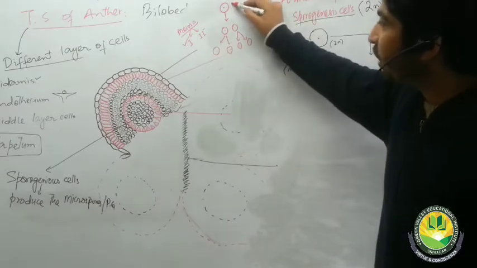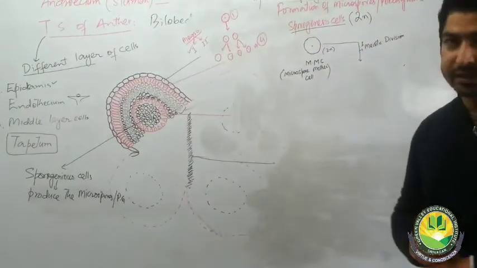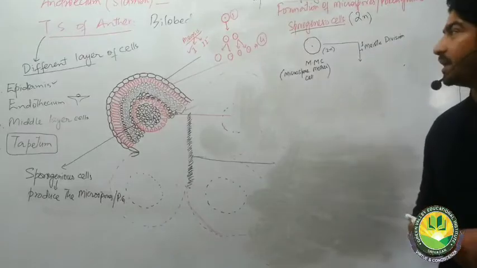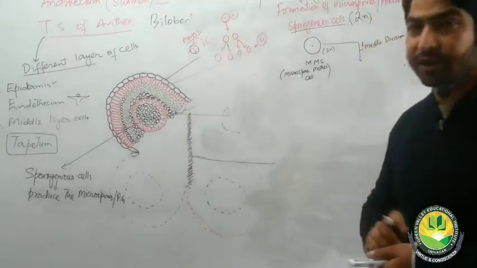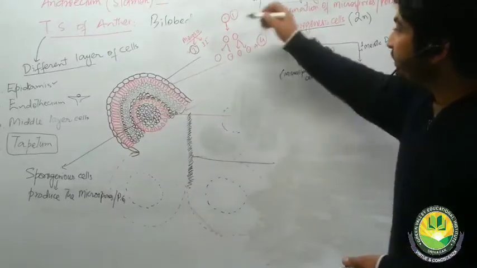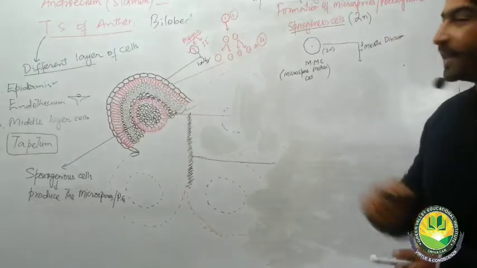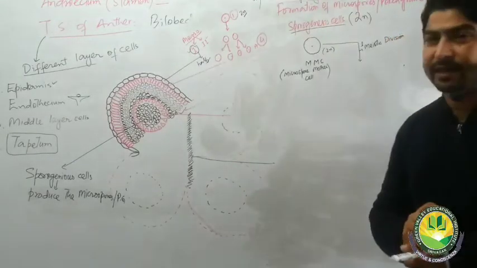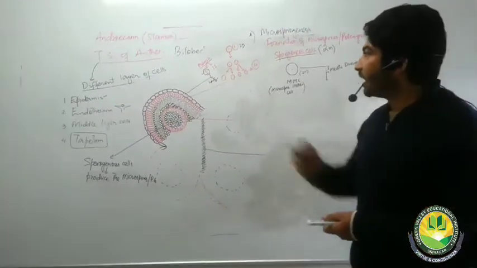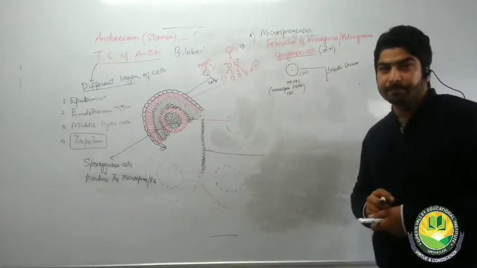That means from one we got, in one meiotic division, four cells. Now what happens with meiosis? When meiosis first happens, the chromosome number becomes half. That means if we say this microspore mother cell is diploid, then its number will be halved. This will be haploid, and this will be haploid.